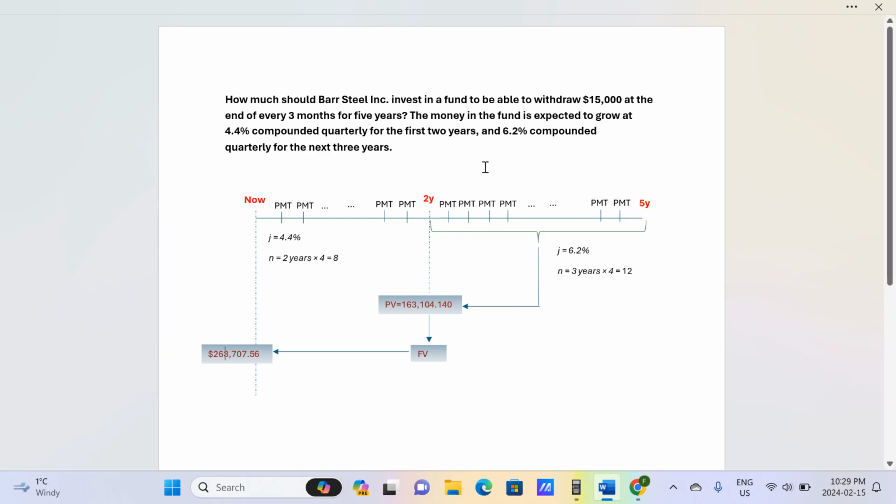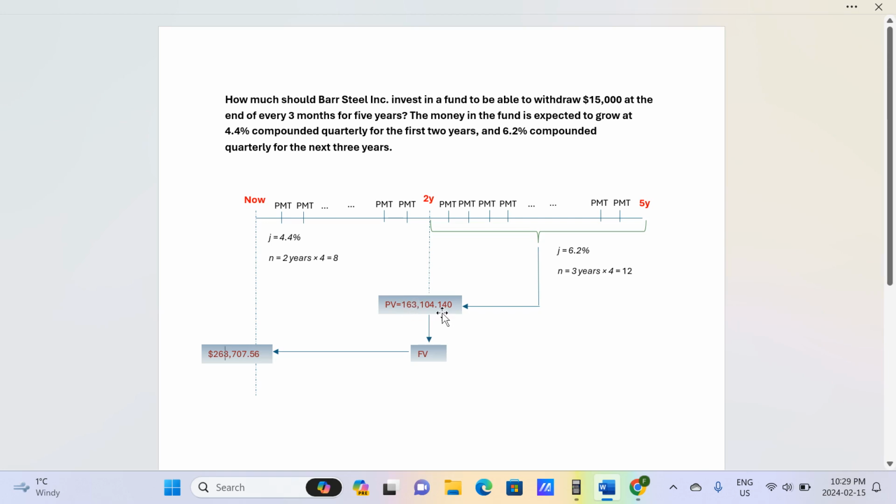To solve this question, I need to move backwards. I need to start from the 3-year period of time and find the present value of the payments I have during this period. Then I look at this present value as a future value, because I'm looking for the amount of investment at the beginning. So this present value would be the future value if the focal date is now.